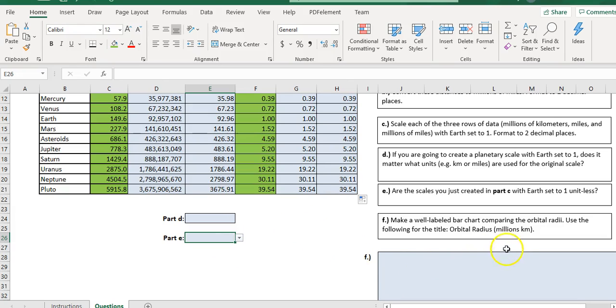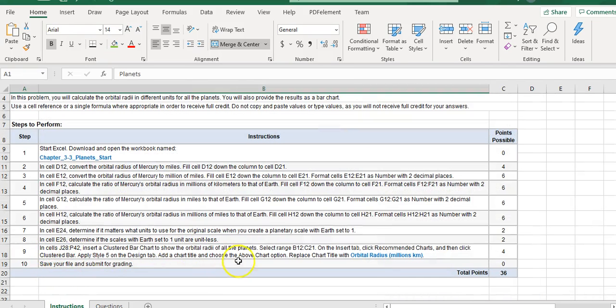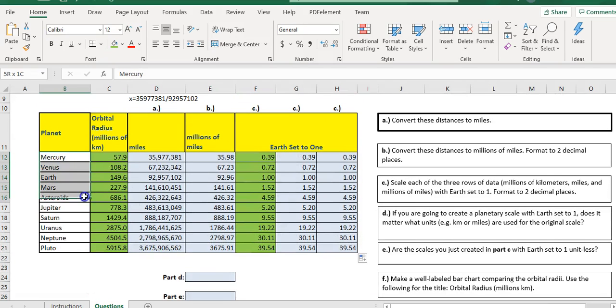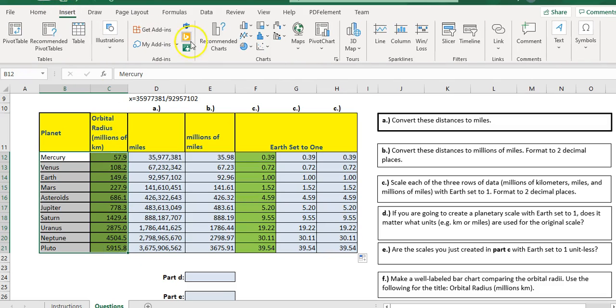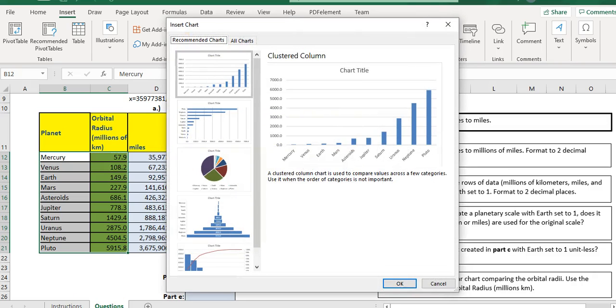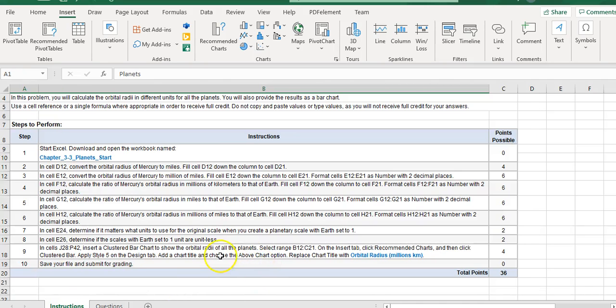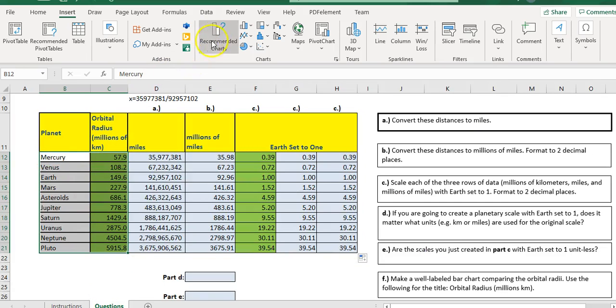Okay, so now the next part says, create a well-labeled bar chart. So we're going to go to our instructions. It says, select range B12 to C21. So B12 starts here to C21, and then we're going to go to Insert, Recommended Charts. Our directions are telling us to choose a clustered bar chart and then apply style 5. Okay, so we're going to choose that, insert.